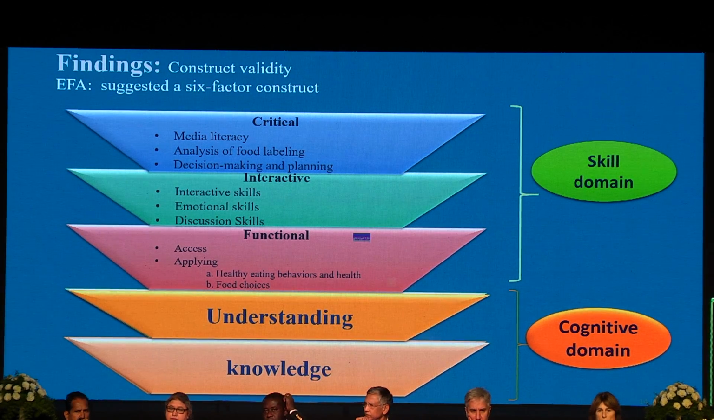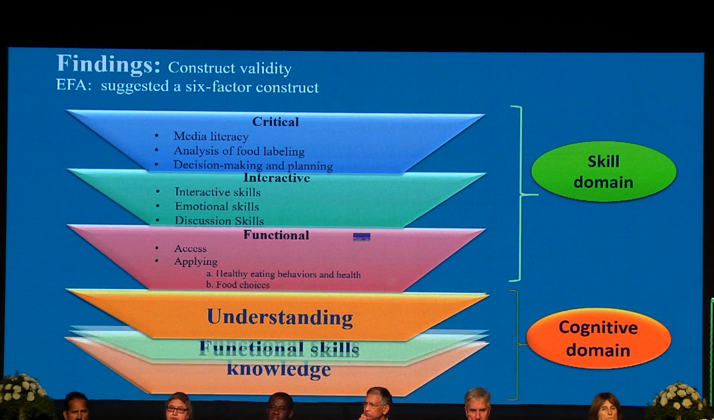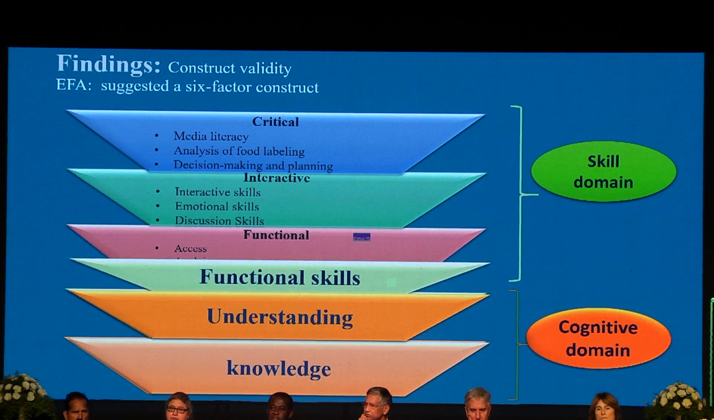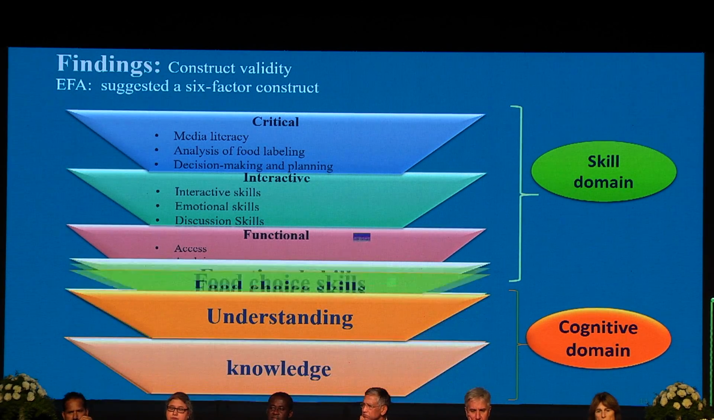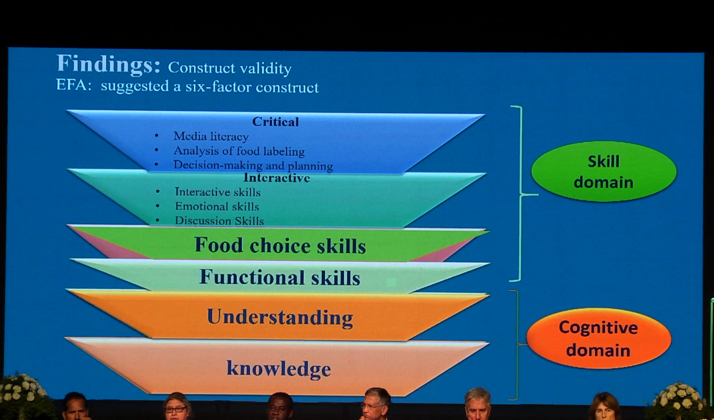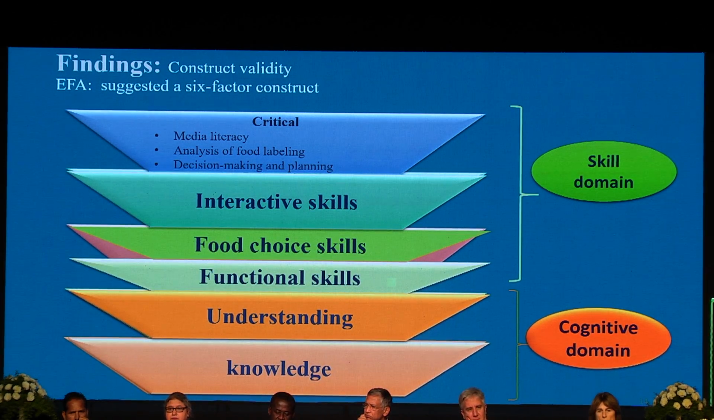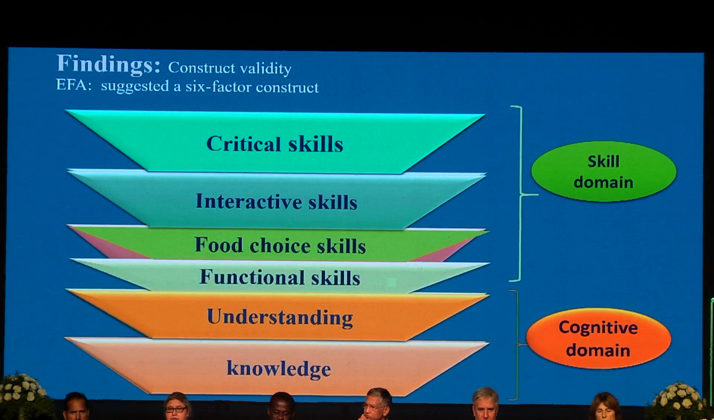Knowledge and understanding was there for the cognitive domain, and with regard to the skill domain, in addition to all three critical, interactive, and functional aspects, one more level of literacy was added for children that was not before in the literature, which was food choice skills, and we separated that in scale, and we measured it separately, as well as interactive and critical skills.